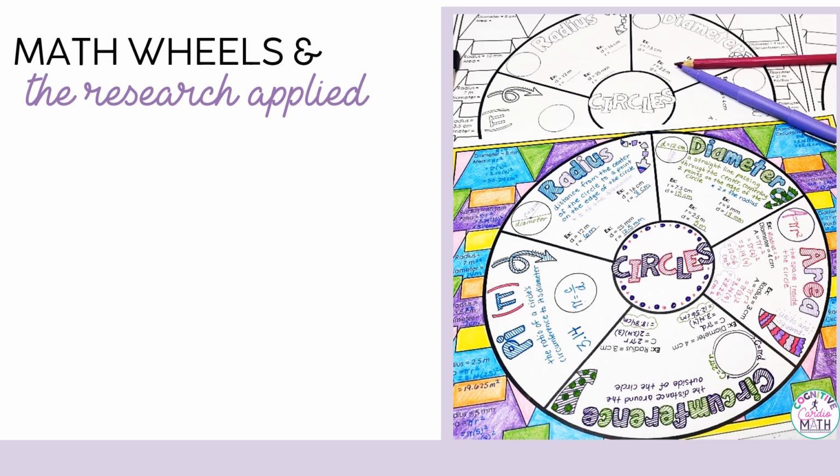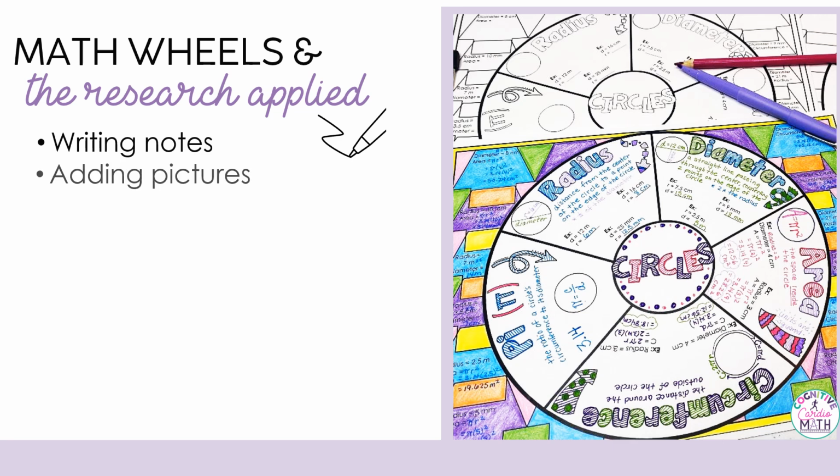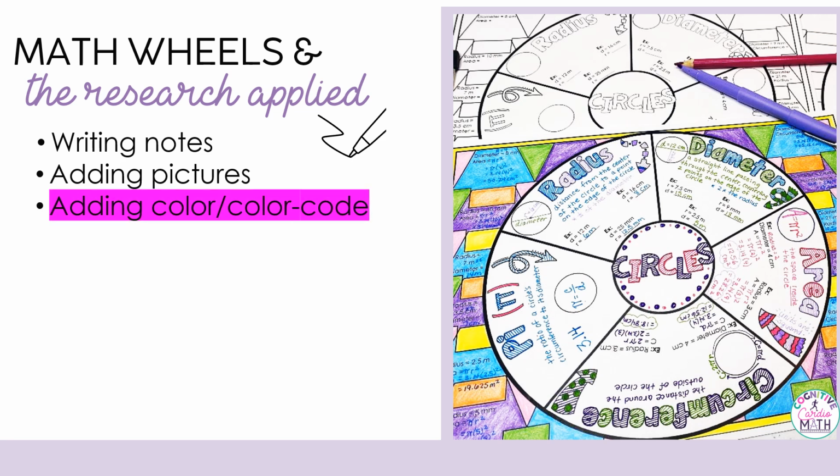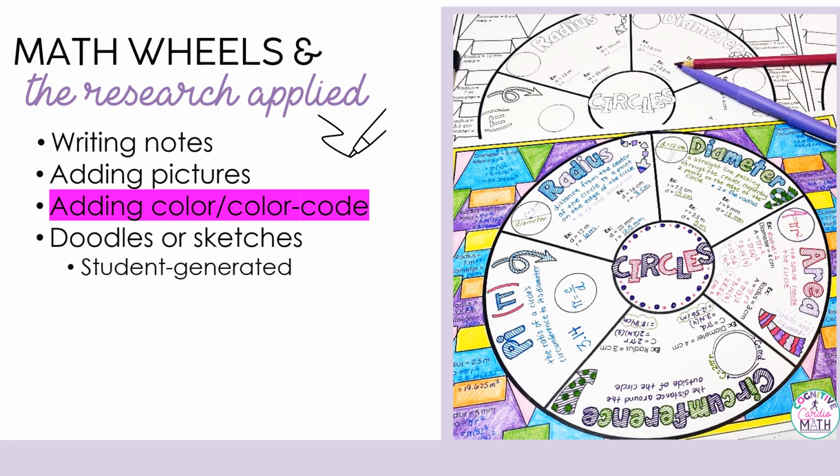So taking this research into account, and so much more research out there that we don't have time to cover today, thinking about all that research, we can see that math wheels include the written notes, they include the pictures, depending on the concepts. Again, some concepts lend themselves more readily to images. They include color to create color coding. They can include doodles or little sketches that students might generate that might not be a picture, but it could be a certain word doodled in a certain way, something like that that helps students remember the idea.